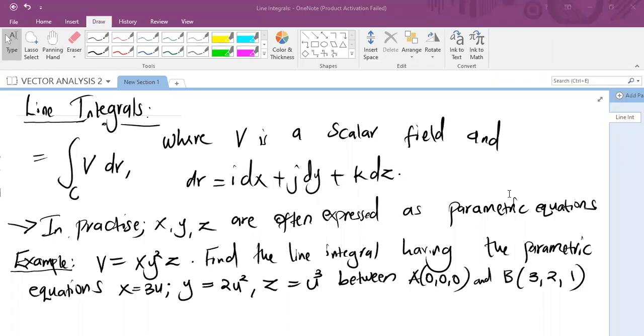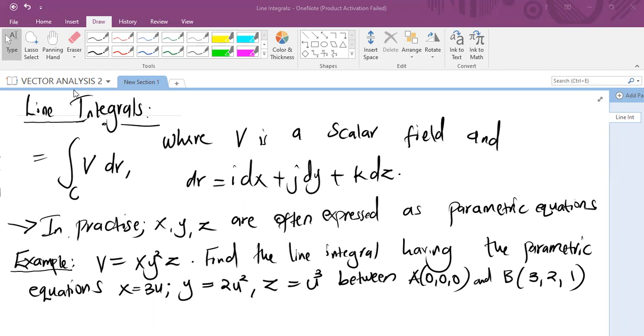Hello guys, so under vector analysis 2, I would like us to look at line integrals. Now, line integrals are basically evaluated from the formula integral of curve C, integral of V with respect to dr, where V is our given scalar field and dr is basically i dx plus j dy plus k dz. Now, in practice, you'll find that the values of x, y, and z are often expressed as parametric equations. So you'll find that they are written in terms of a totally new variable.